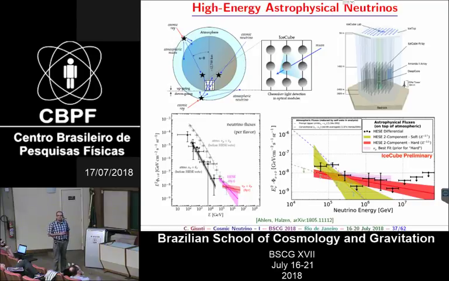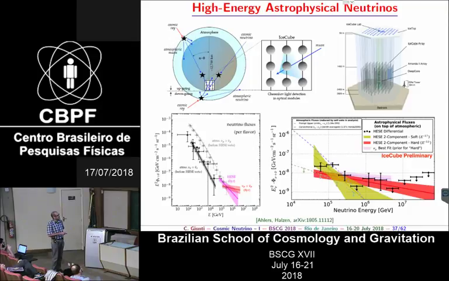How many neutrinos do they see per year? I'm not in the experiment, so I don't remember. But atmospheric neutrinos, many. I don't know, maybe some thousands, but I'm not sure about this number. But we are more interested in the high energy neutrinos, which are here.